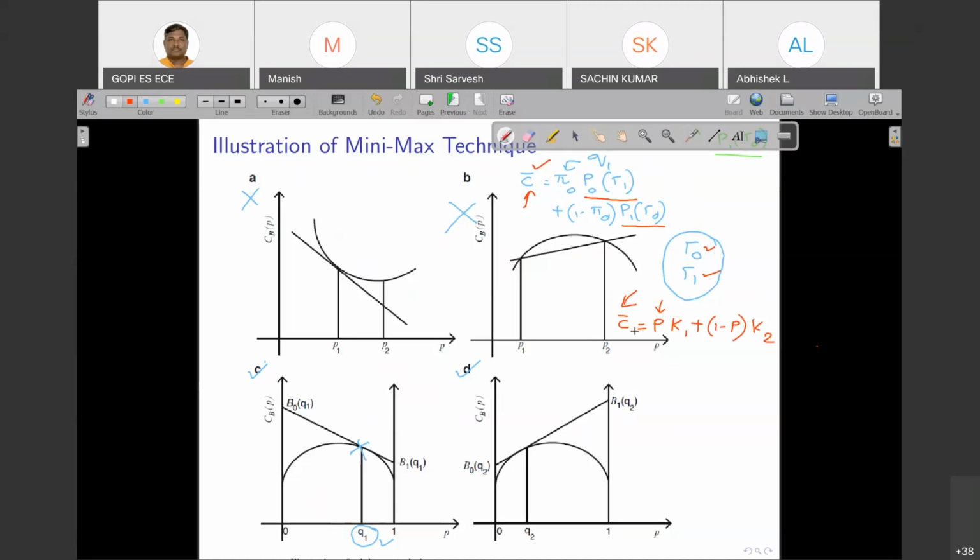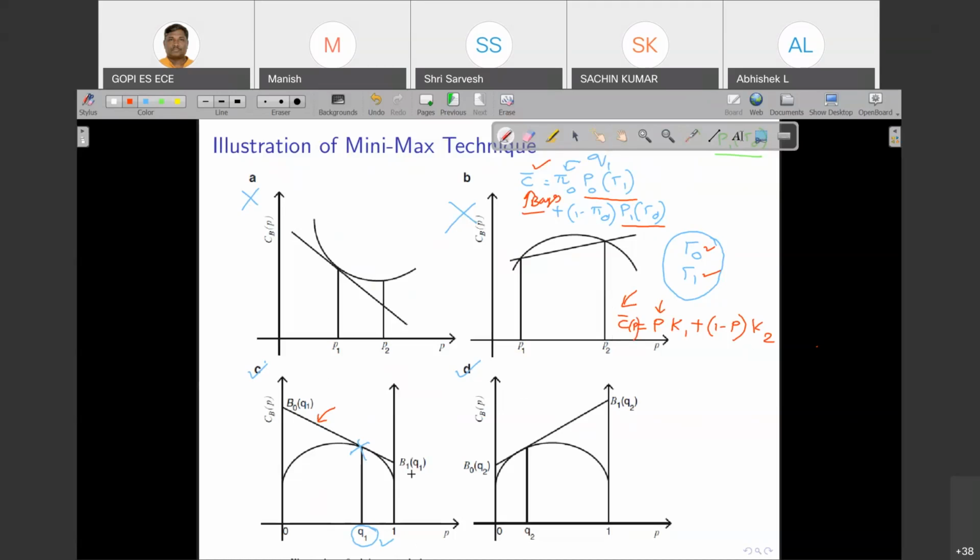Now you are writing the expression just by replacing pi naught with P as a variable. At P equal to Q1, you actually get the Bayes cost, this C bar. But now this is a more general thing. So that is the straight line that you are seeing here, which is the function of P.